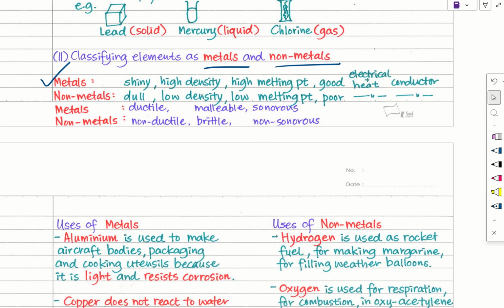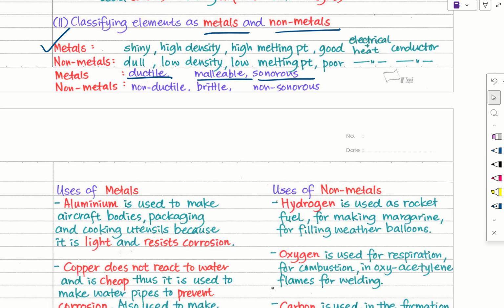Some other properties: metals are ductile, malleable and sonorous. You need to memorize the definitions of ductile, malleable, and sonorous. Sonorous, I can recall, means it makes a clear, crisp sound when it's knocked. But for non-metals like your plastic, you knock it and it won't give a clear, crisp sound.